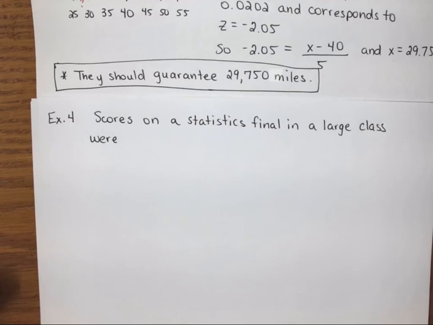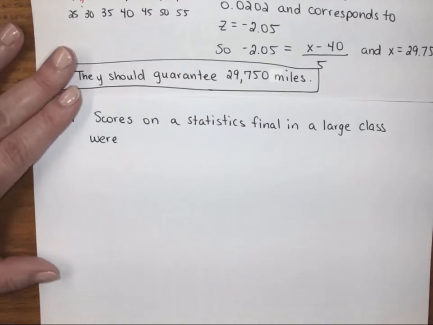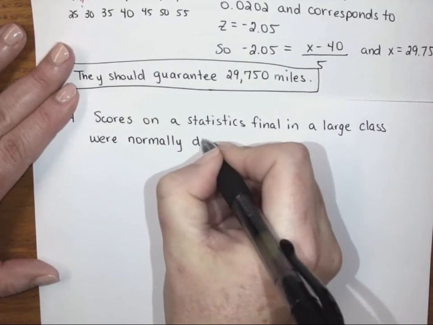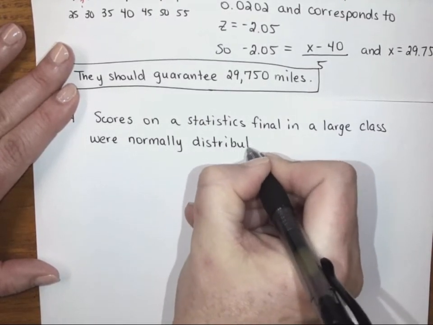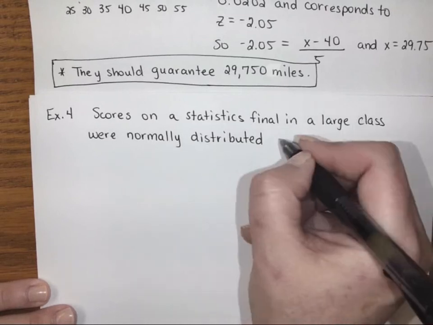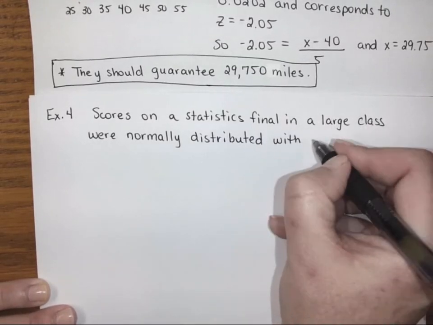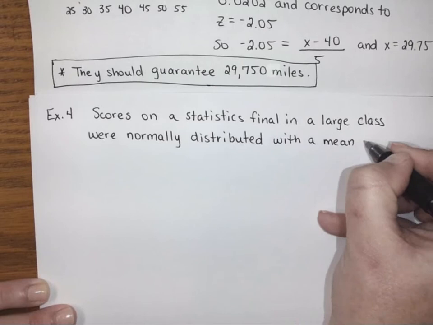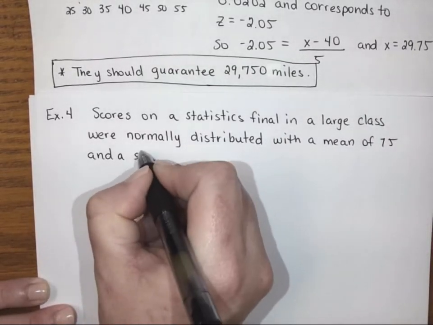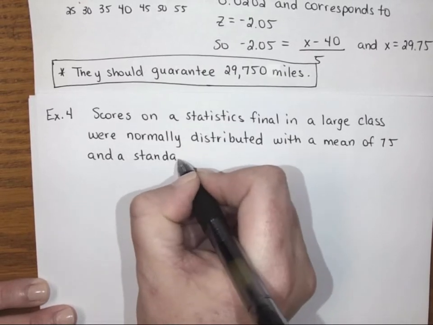So let's say that scores on a statistics final in a large class were normally distributed. That won't always happen, but sometimes in certain classes, grades might follow a bell curve. In other words, most people made in the middle, okay? Very few people did really, really badly, and very few people did very, very well, because the further you get away from that middle, the less likely we are. But let's say that the mean of this test is 75, and the standard deviation is 8.